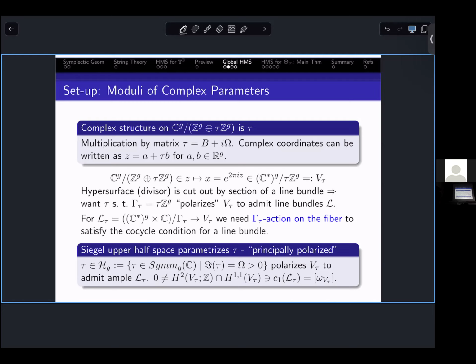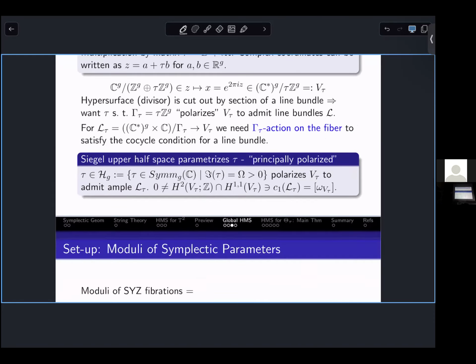Here are the tau that do the job. They're complex valued. They're symmetric. The imaginary part is still positive definite. That's going to correspond to the symplectic area on the other side. These are the ones that polarize V_tau to admit an ample line bundle. And it really is polarization with the lattice. H^2 of Z and H^{1,1} have something; those lattices line up. And that's the first Chern class of this ample line bundle. Okay, so we got this Siegel upper half space. Those are complex parameters.